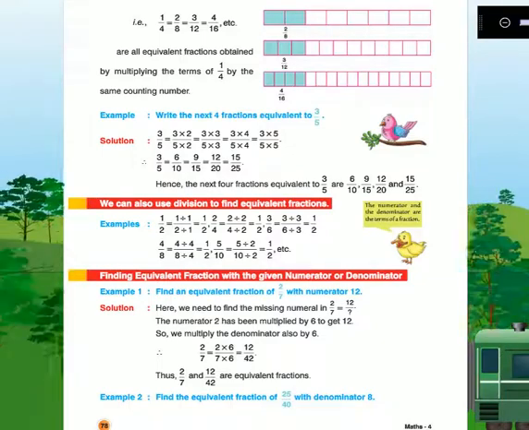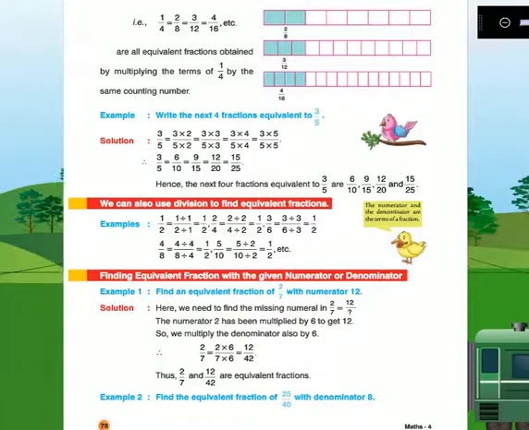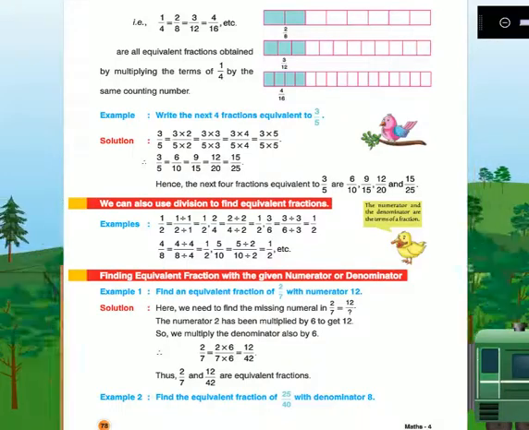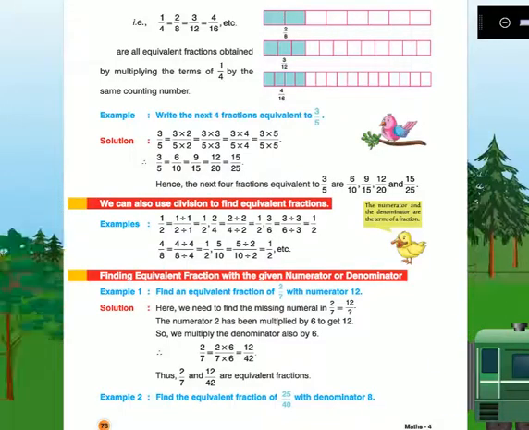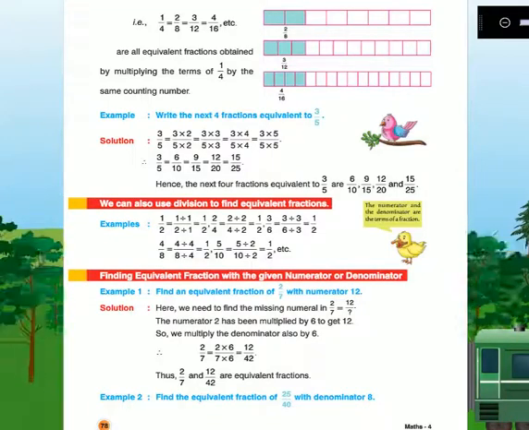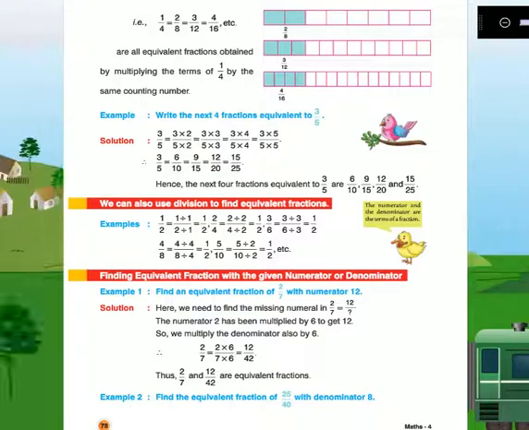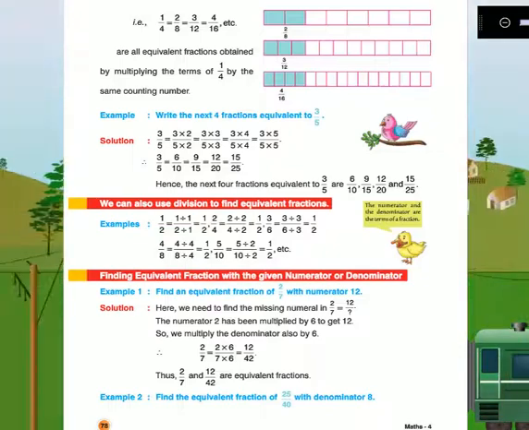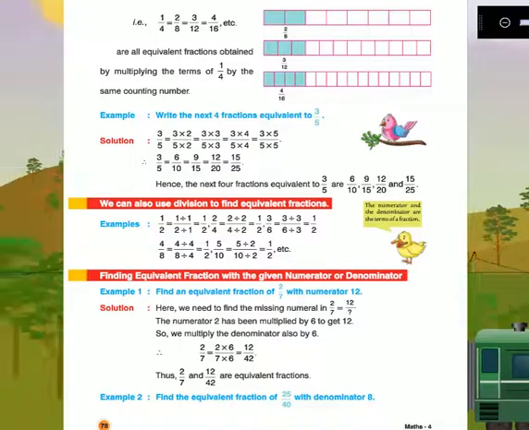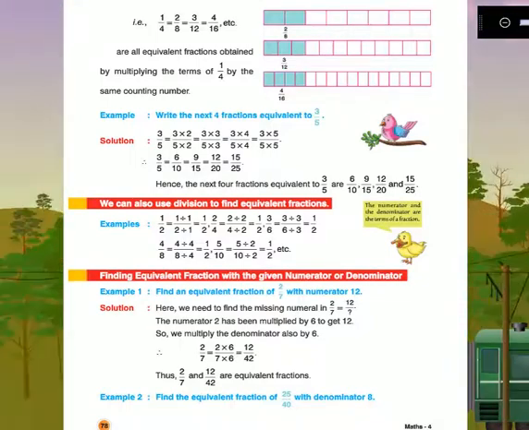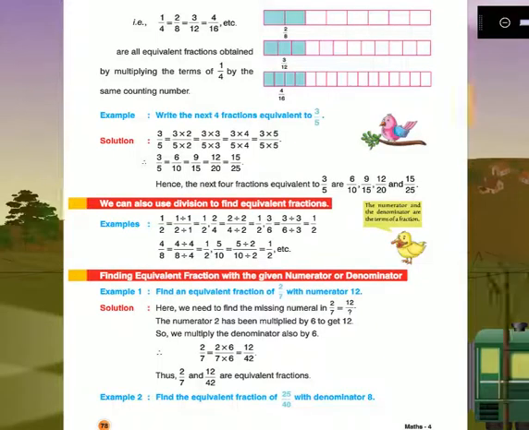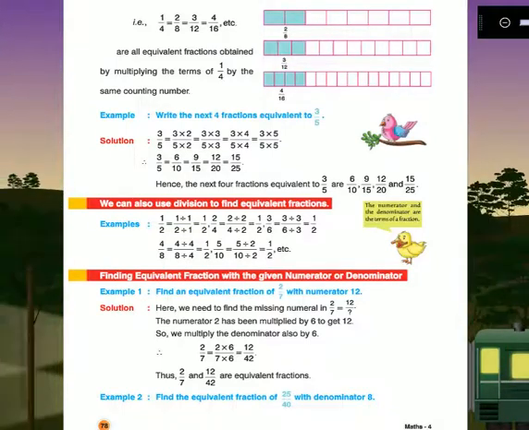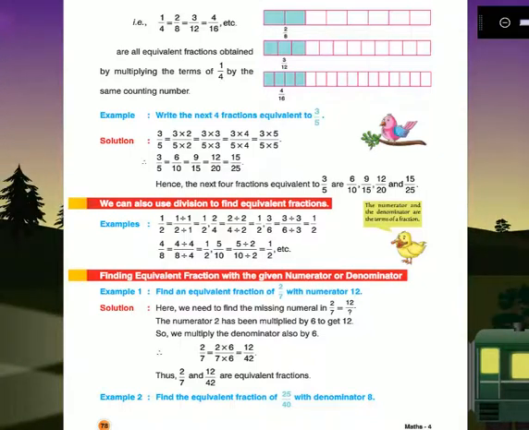Examples: 1 by 2 is equal to 1 divided by 1 by 2 divided by 1, which is equal to 1 by 2. 2 by 4 is equal to 2 divided by 2 by 4 divided by 2, which is equal to 1 by 2. 3 by 6 is equal to 3 divided by 3 by 6 divided by 3, which is equal to 1 by 2. 4 by 8 is equal to 4 divided by 4 by 8 divided by 4, that is 1 by 2. 5 by 10 is equal to 5 divided by 5 by 10 divided by 5, which is equal to 1 by 2, etc. The numerator and the denominator are the terms of a fraction.